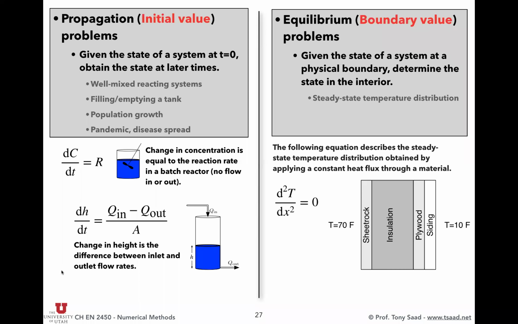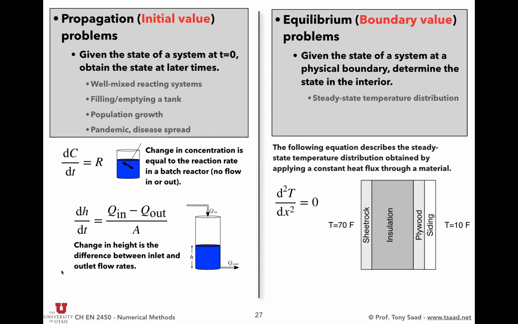To give you a more concrete example, remember early on in the course when we were doing iterative solvers, we looked at the example of heat transfer in the wall of our classroom. We looked at the sheetrock, some insulation, and then on the exterior some plywood and some siding. The temperature outside is 10 degrees, let's say in this example, and the temperature on the inside is 70 degrees, and you are to find the temperature distribution across that wall.